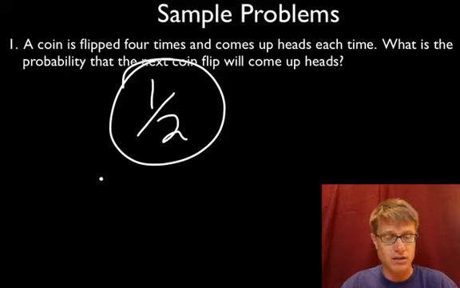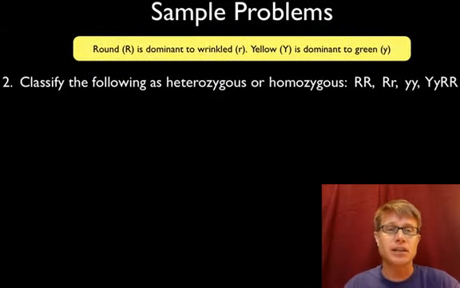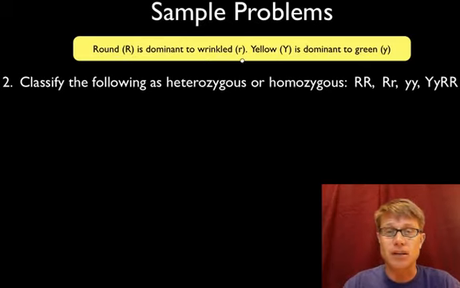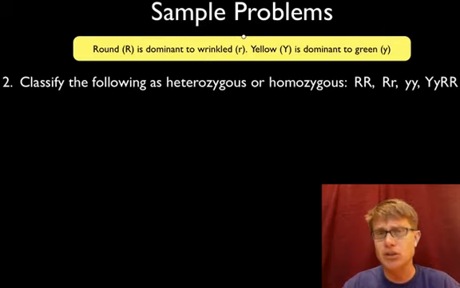It's still a 1 in 2 probability. Let's look at the next one. And so we've got some things up here. Round peas are going to be big R, and wrinkled peas are going to be little r. Yellow will be big Y, and green is going to be little y. Generally, whatever is the dominant trait, we give that the capital letter. In this case, round gets the big R, and yellow gets the big Y.